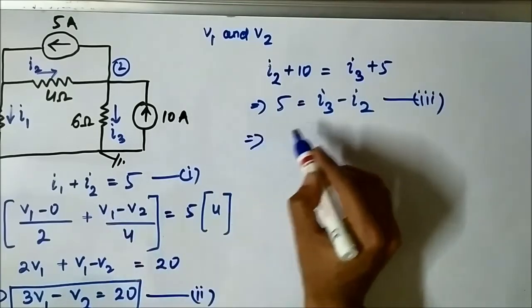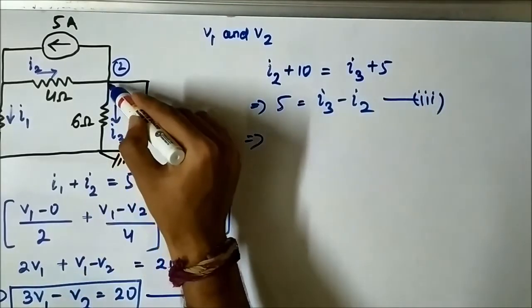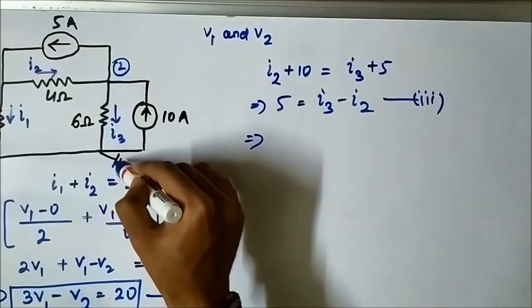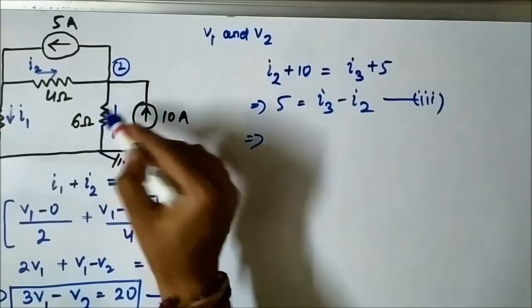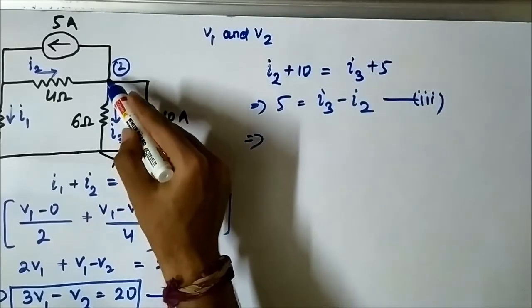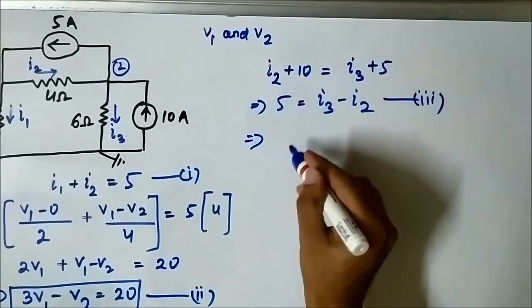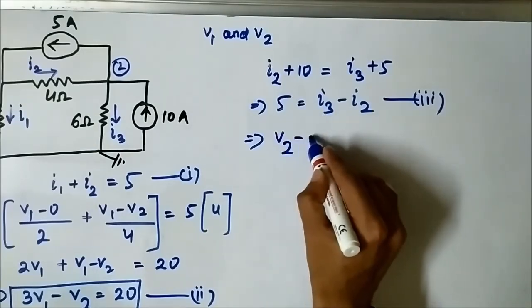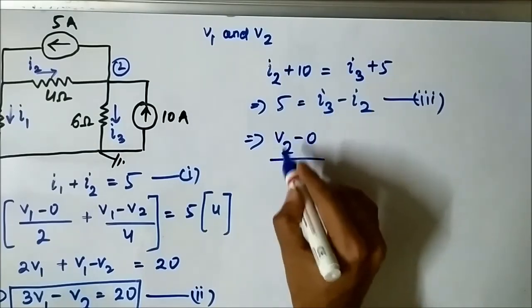That implies I3 is V2 minus V ground, which is 0 volt, divided by 6. Okay, it is flowing between point 2 and ground. So it is V2, I3 is V2 minus ground, which is 0, by 6.